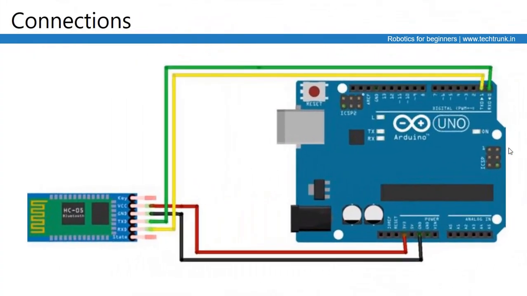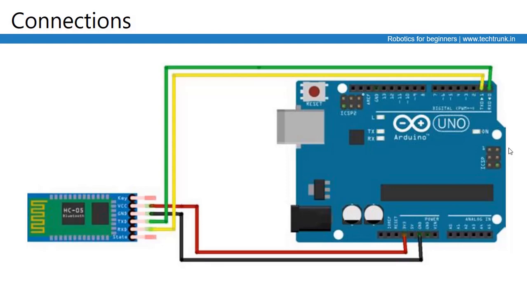Talking about connections of the S05 with Arduino, we generally use 4 pins. The VCC of the S05 is connected to the 5V pin on Arduino or to the 3.3V pin on Arduino. We generally use the 3.3V pin on Arduino. The ground of the S05 is connected to the ground of Arduino.